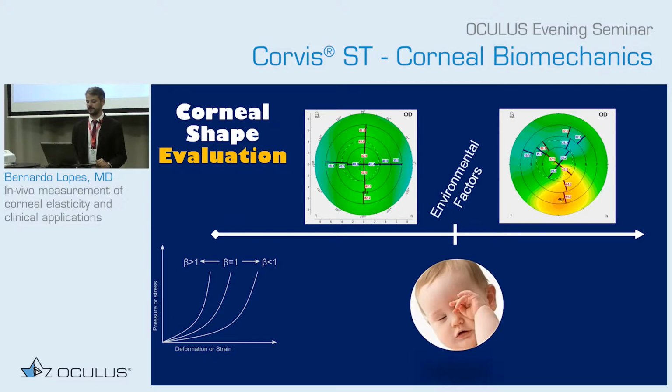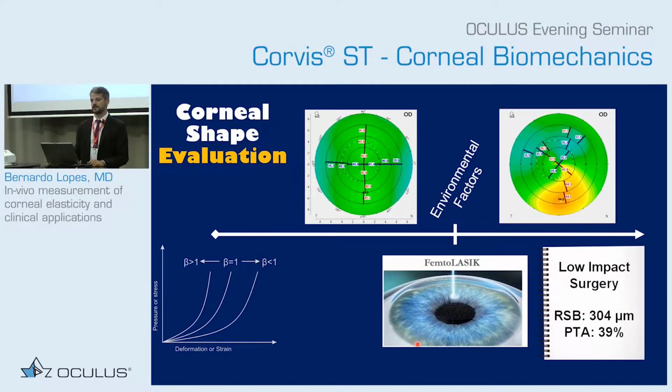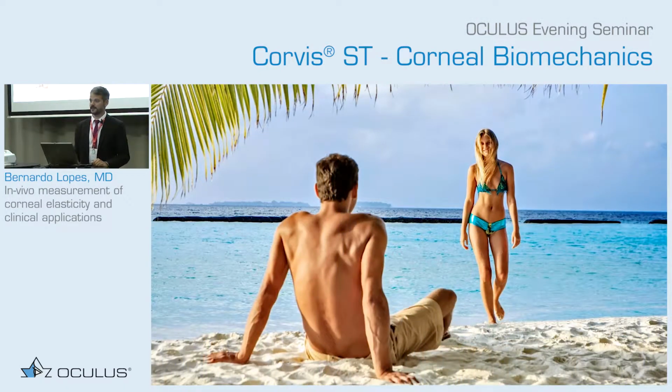After an environmental factor, it could be eye rubbing. Renato has this awareness campaign not to rub the eye, the Violet June campaign. But in this case, it was a refractive surgery in a normal case, a really low impact surgery that developed into post-LASIK ectasia due to a previous biomechanical weakening. We have a poster on that, so I invite you to have a look, where I'll discuss this case more in depth. It's not a matter of having a good shape. We know what's inside.